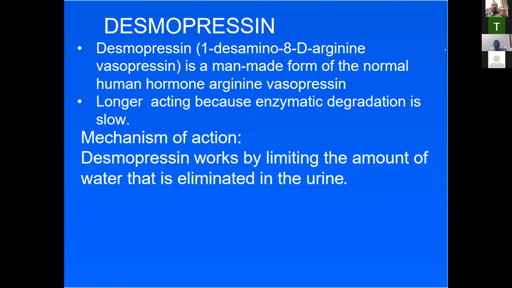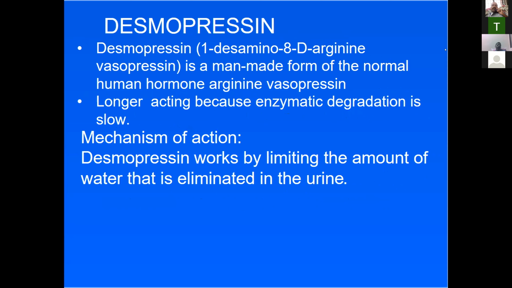Then about desmopressin. Desmopressin is a man-made vasopressin, which is similar to the normal human hormone, arginine vasopressin. It is long acting because enzymatic degradation is slow.